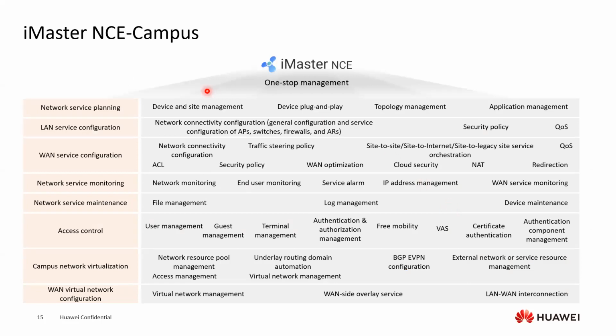If you talk about all the services that iMaster can provide, I think Saqib had a question on that. So right from the network planning to configuration of LAN, WAN, and then monitoring, network service monitoring, we can give the access control, campus network virtualization. And once that's done, we can even go for the WAN virtual network configurations. iMaster is the brain for all the campus requirements, whatever you can think of. iMaster NC has that.